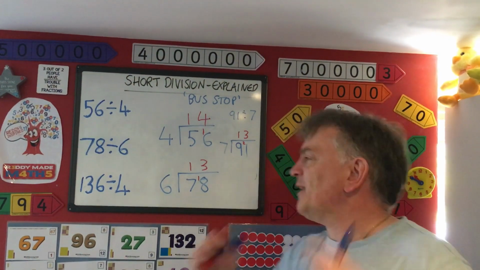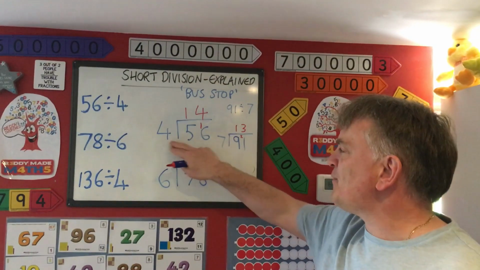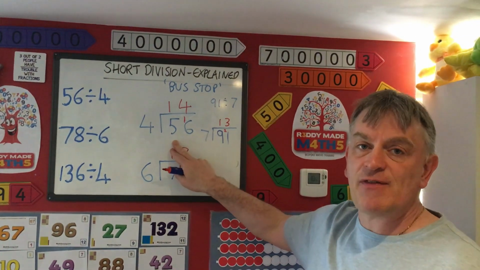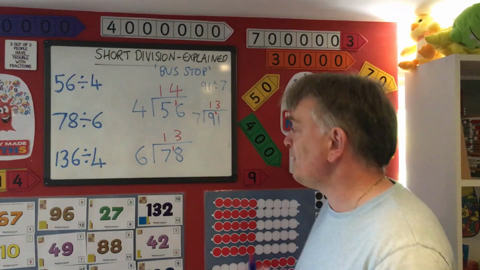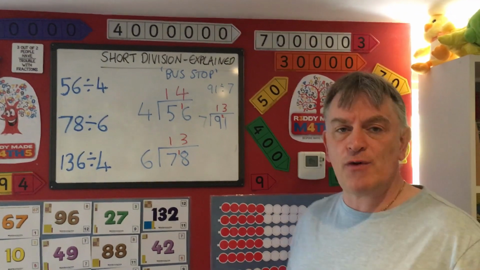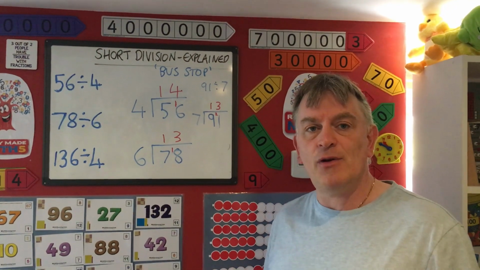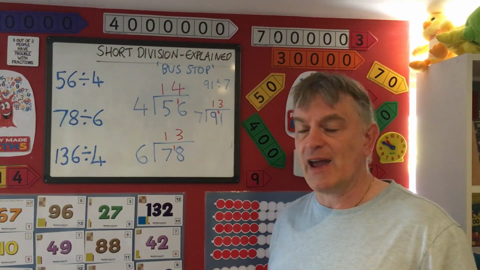Hopefully, when we start to look at it and we start to think of what we're actually saying, how many 4s in 5? Well, that isn't actually 5, it's 50. It's got a value of 5 tens or 50. But if we were to say how many 4s in 50, well, the answer is 12. Remainder 2. 12 4s are 48 and 2 is 50.